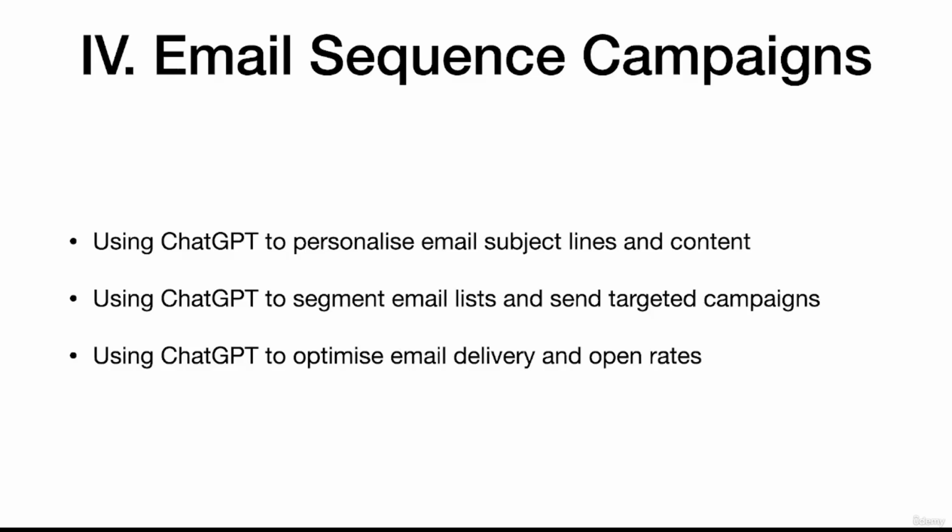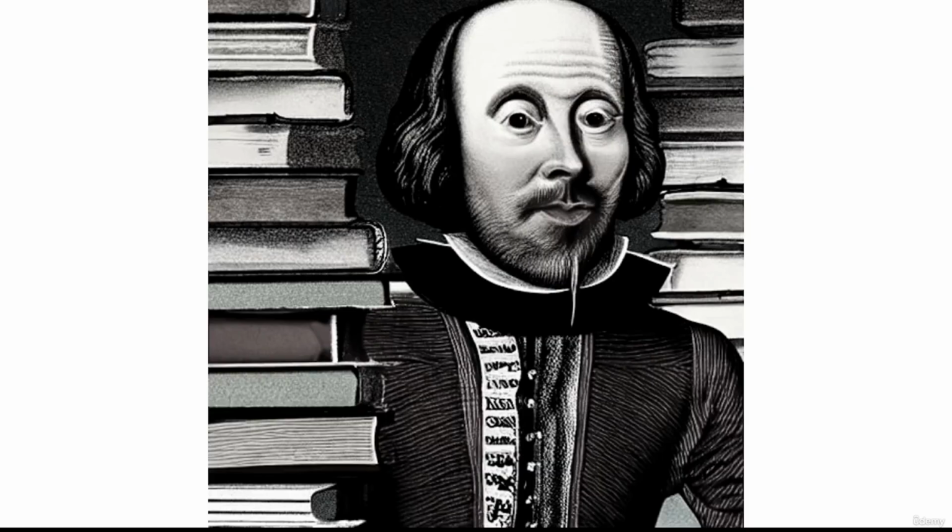You can use ChatGPT to segment your email list and send targeted campaigns. By grouping your subscribers based on shared characteristics or interests, you can create more relevant and effective campaigns. AI can help you automate this process and save time.